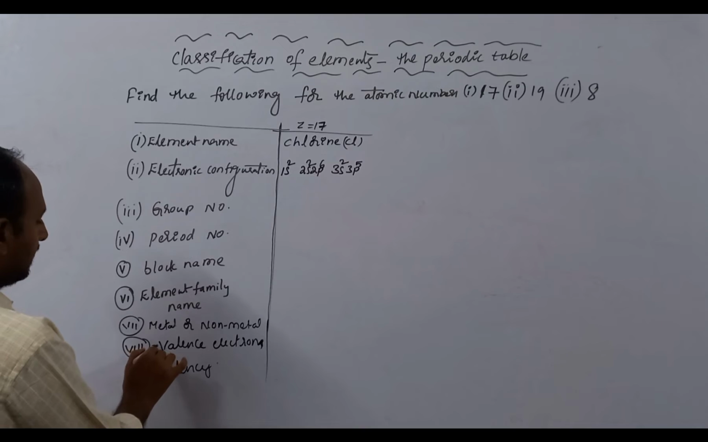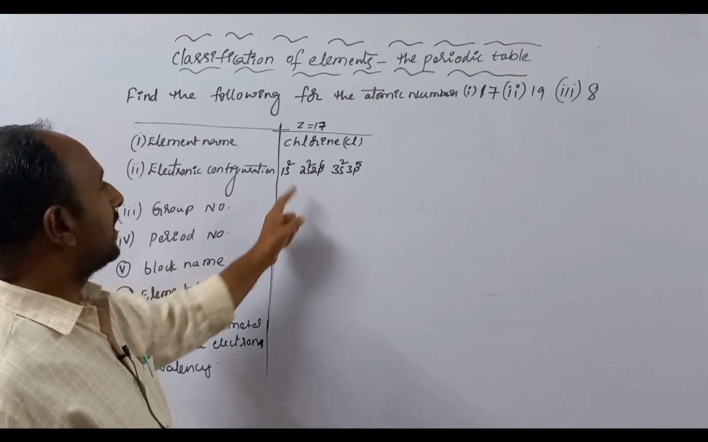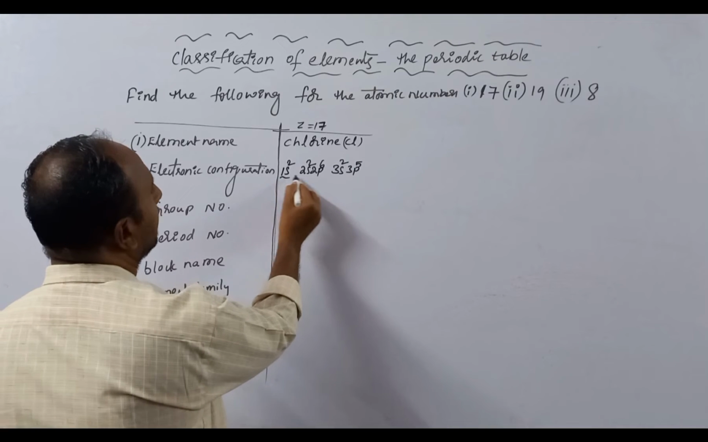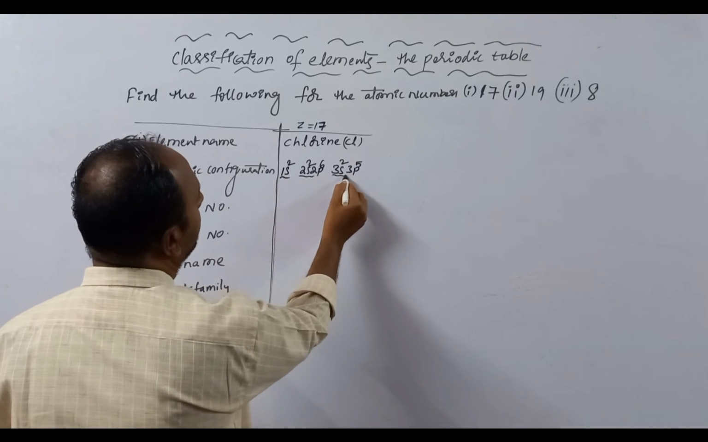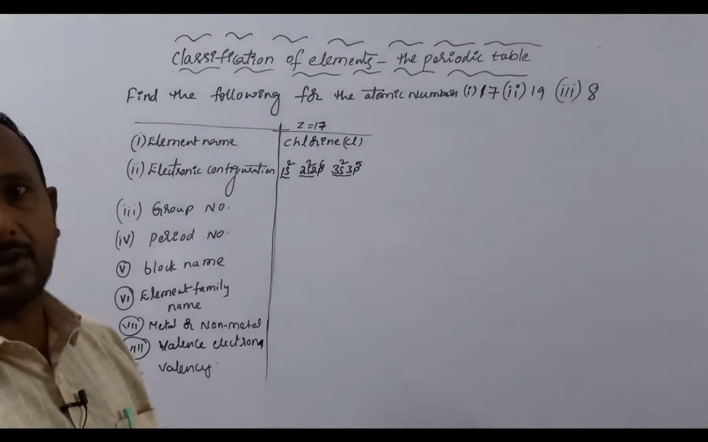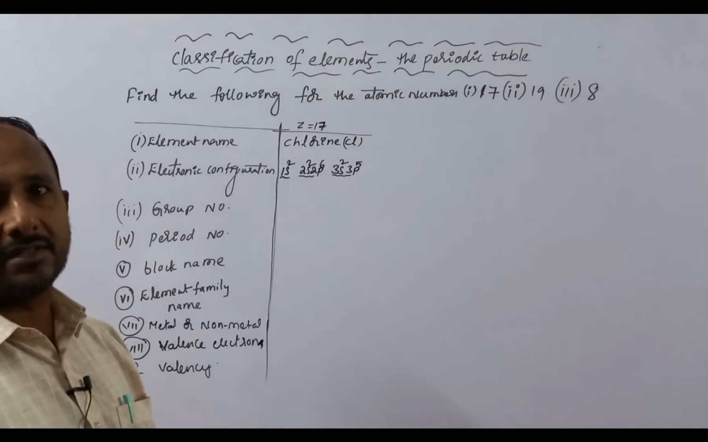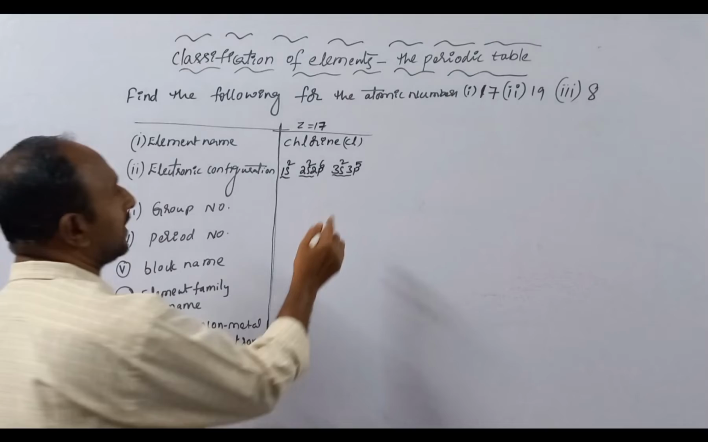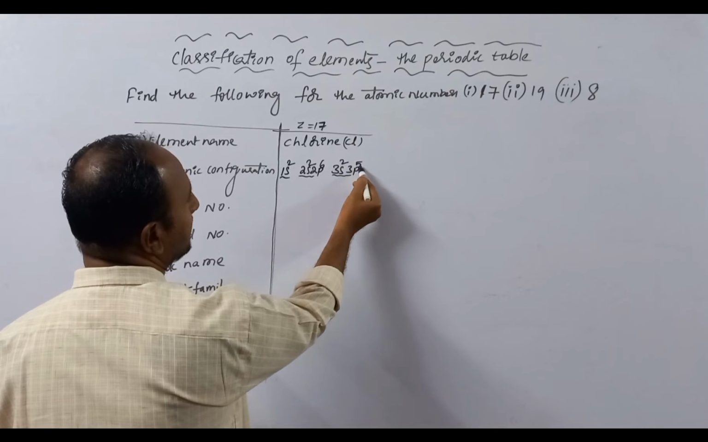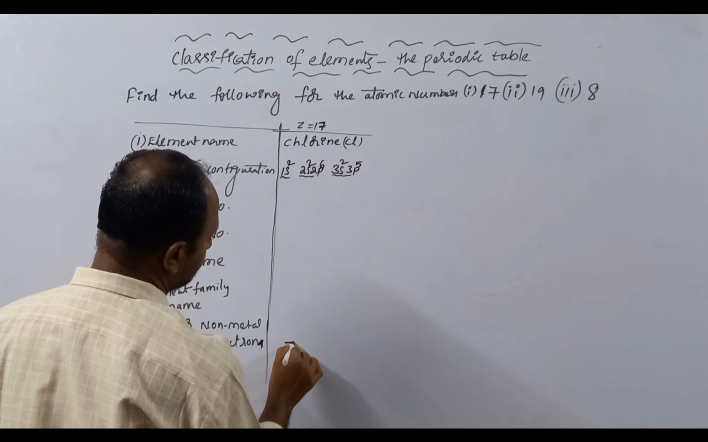First we find the number of valence electrons. It is shell number 1, shell number 2, shell number 3. The third shell is the outermost shell for chlorine. The outermost shell is called the valence shell. The number of electrons present in the valence shell are called valence electrons. That is 2 plus 5, 7 electrons. So the number of valence electrons for chlorine is 7.